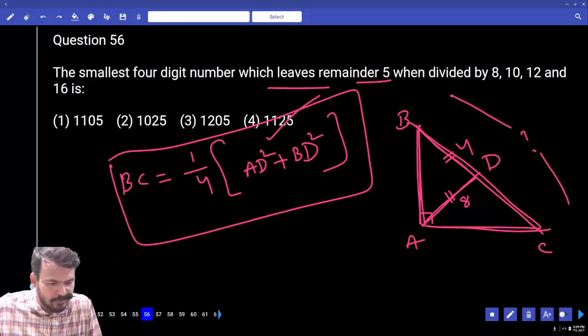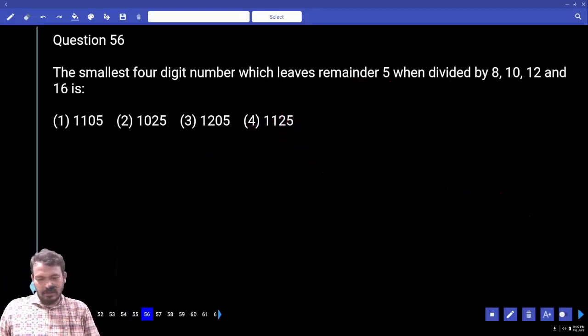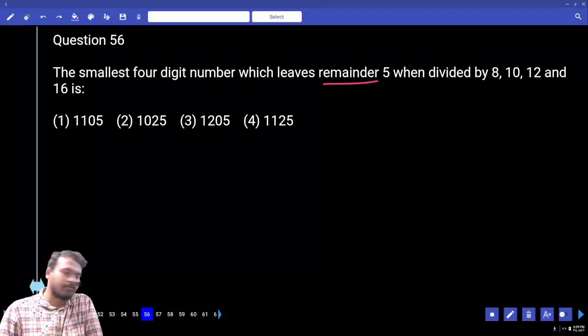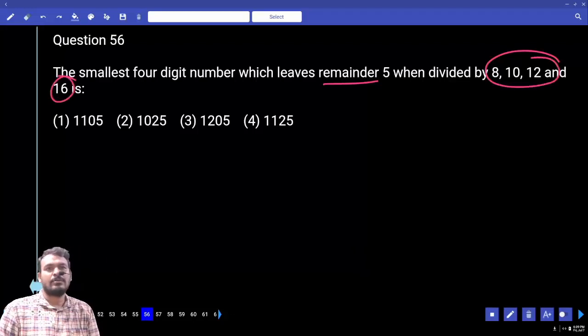Next question number 56. The smallest 4-digit number which leaves a remainder 5 when divided by 8, 10, 12 and 16. First of all, remainder is how much? 5. Means answer should end with 5. All the options end with 5. And one more, here numbers are given, smaller numbers or larger numbers? Smaller numbers. LCM is easier. What is the LCM of 8, 10, 12, 16? 8 cancels. What is the remaining? 10, 12, 16.